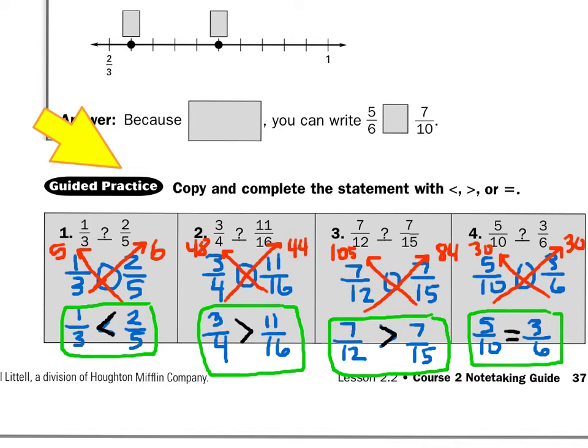Take a look at number 4. 5 over 10 compared to 3 over 6. Well, I write 5 over 10, then I leave an open circle, and 3 over 6. Start at the denominator, the 10, and shoot the arrow across to the 3. 10 times 3 gives you 30. Put that up here. And then start at the denominator, the 6, and shoot the arrow across to the 5. 6 times 5 gives you 30. Well, I know 30 is exactly the same as 30. So I know 5 over 10 is exactly equal to 3 over 6.